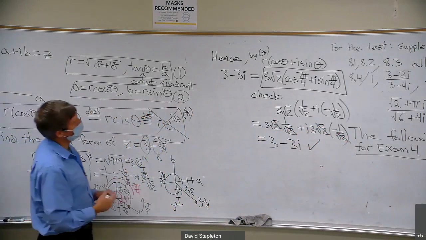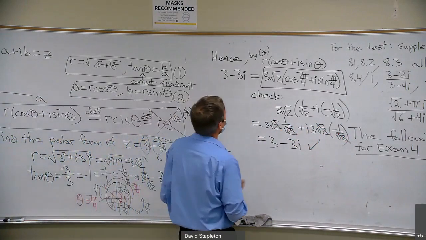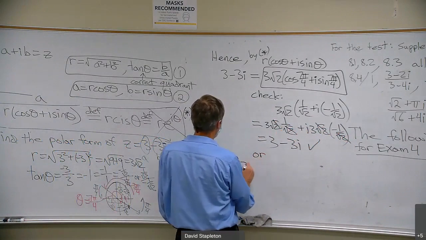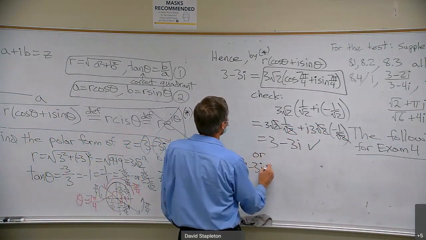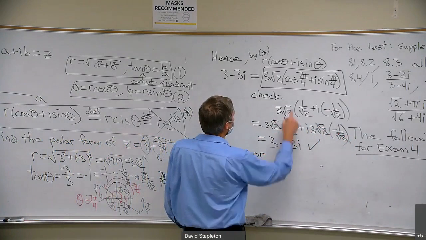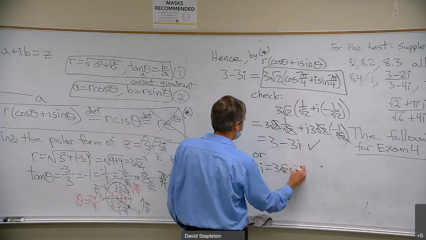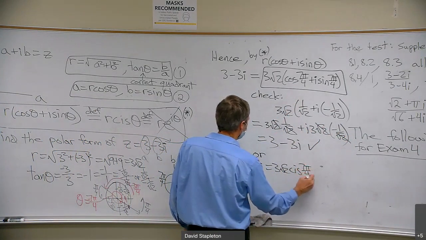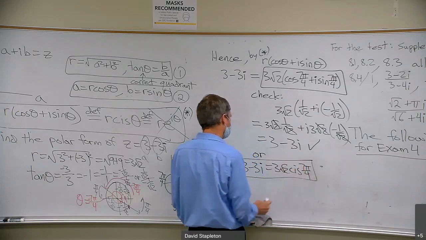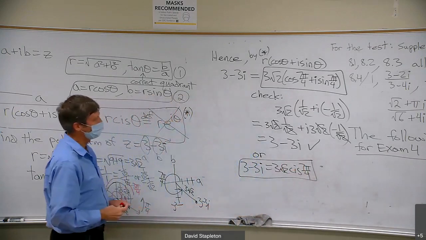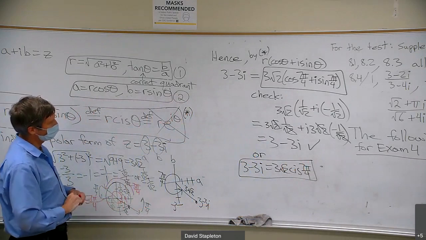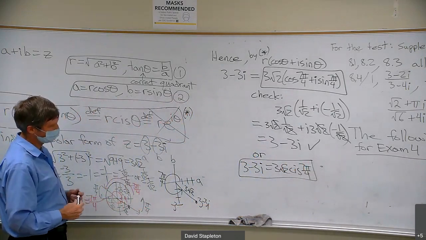But we call this the polar form. The alternative is to write 3 minus 3i equals 3 square root 2 cis 7 pi over 4. Shorter notation. It means the same thing though. Cis means cosine plus i sine of whatever number follows.